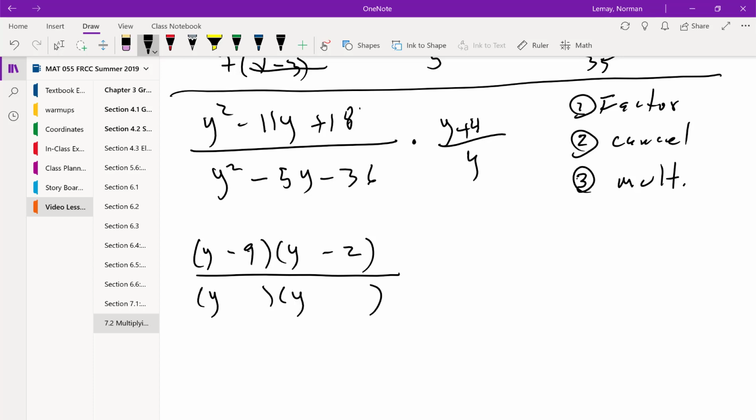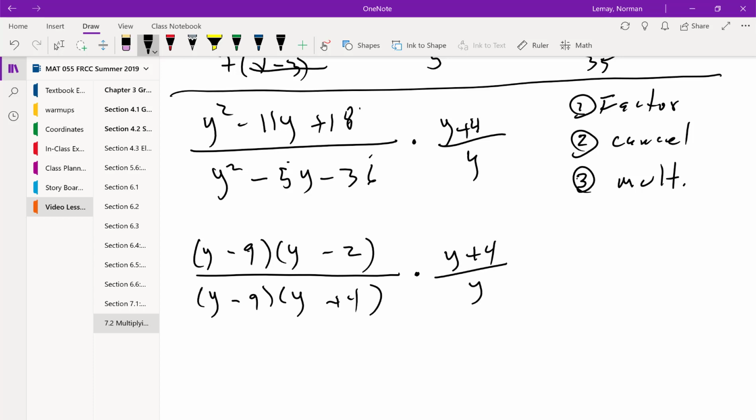So what are the factors of 36? I'm thinking negative 9 and 4. Let's observe that negative 9 times 4 is negative 36, and negative 9 plus 4 is negative 5. So everything checks. So now we get times y plus 4 divided by y.